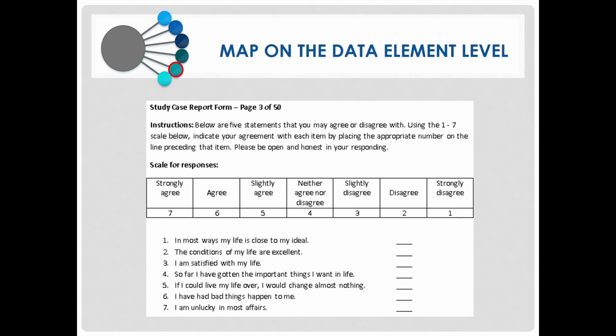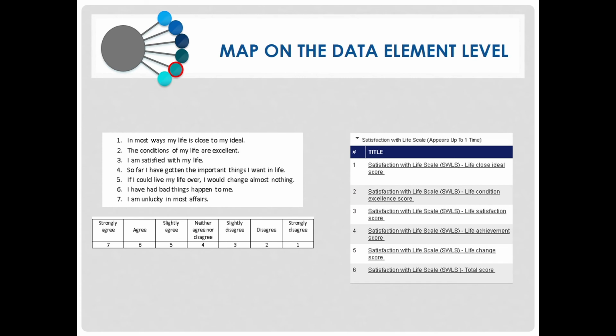Here's another example of mapping on the data element level for a CRF that is similar to the satisfaction with life scale. 5 of these questions correspond to data elements in the standard satisfaction with life scale form structure that exists within FITBIR. In addition, the FITBIR form structure provides another data element for total score. Notice that the additional questions in the CRF aren't included in the standard form. These would have to be added to a separate study-specific appendix for this form.